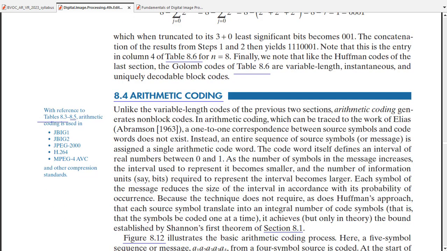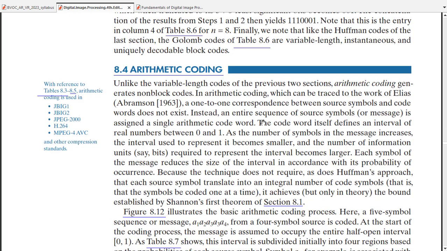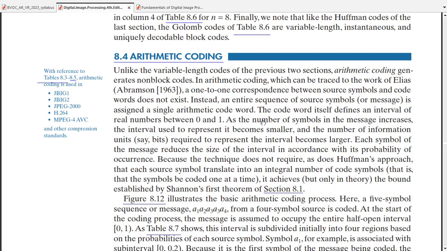Unlike the variable length coding in the previous two sections, arithmetic coding generates non-block codes. Arithmetic coding works with the source symbols, calculating between zeros and one. Each symbol of a message reduces the size of the interval in accordance with its probability of occurrence. Because the technique does not require, as the Huffman approach does, that each source symbol translate into an integral number of code symbols, that is, that the symbols be coded one at a time, it achieves, but only in theory, the bound established by Shannon's first theorem.